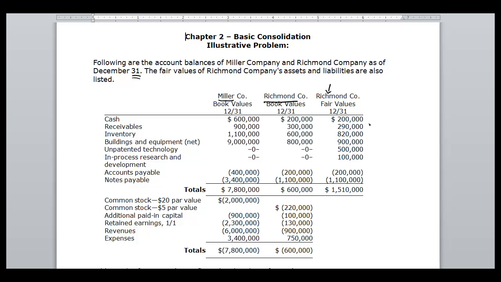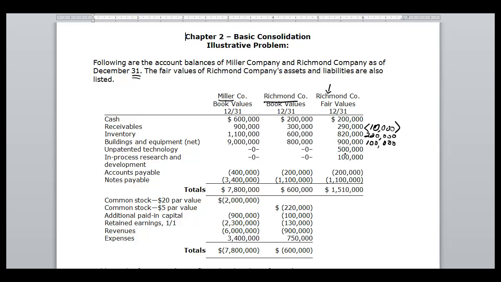We actually have a reduction from cost down to fair value of $10,000 on the receivables. Inventory, which is typical, the market value is going to be higher by $220,000. And on buildings and equipment, again, this is typical also, where the net book value, which is cost minus accumulated depreciation, is less than what the current market value might be. So that's a $100,000 difference.